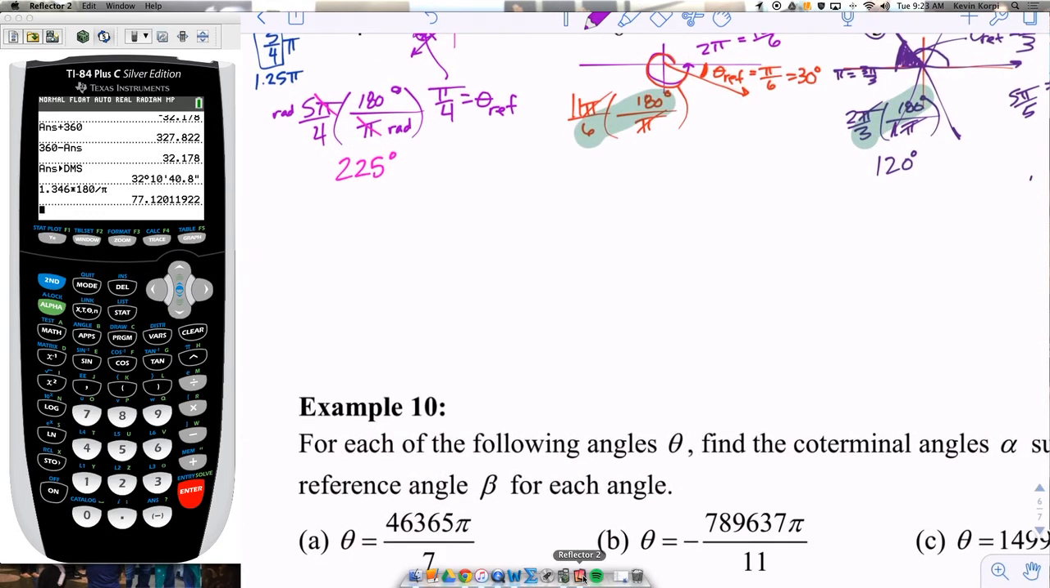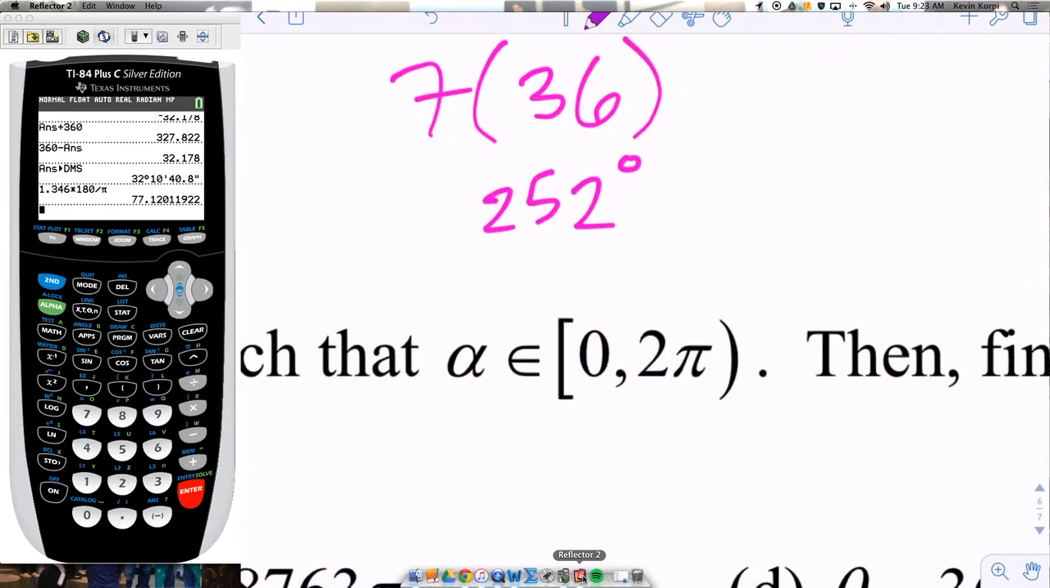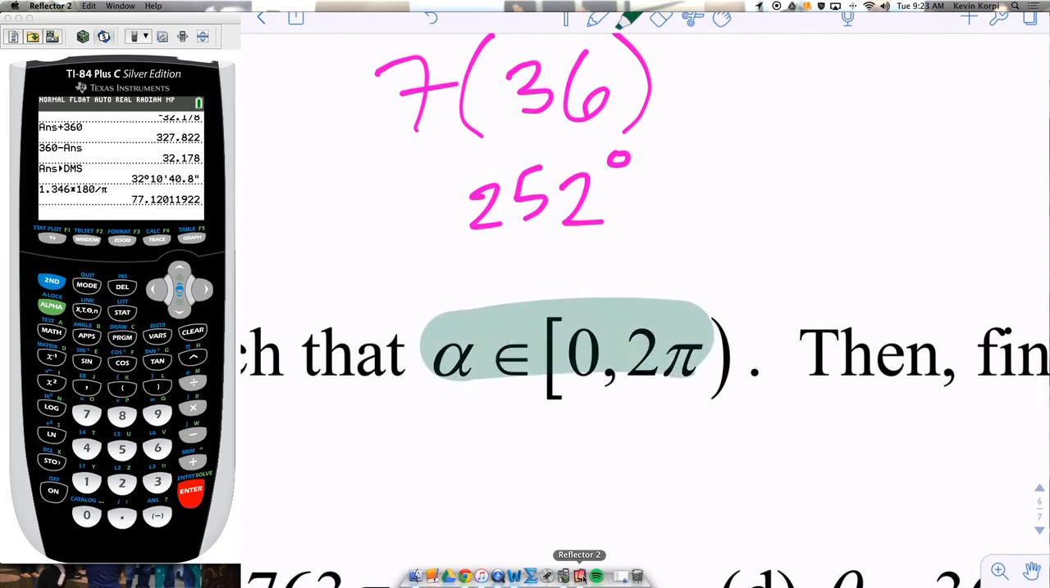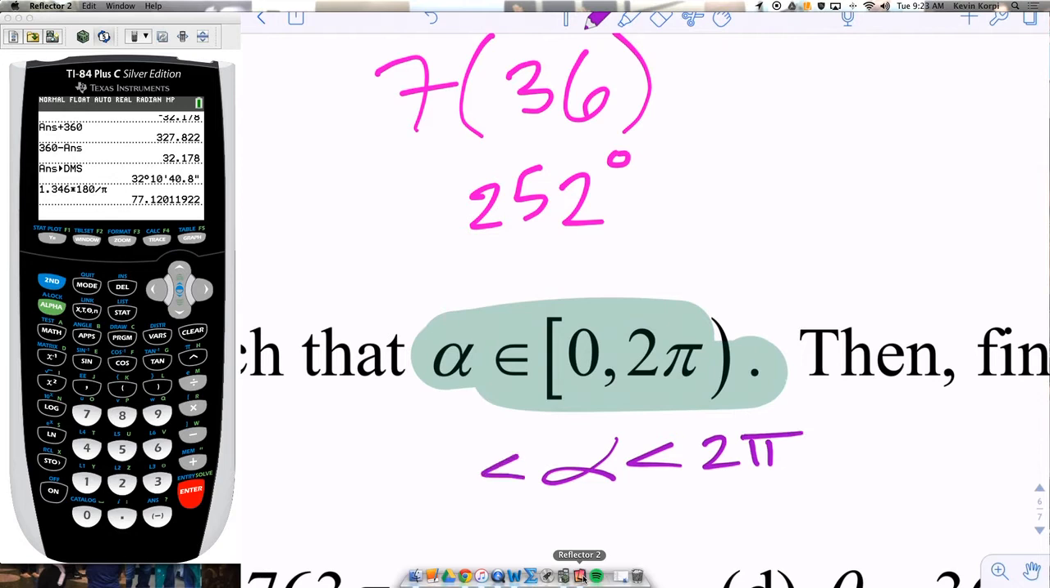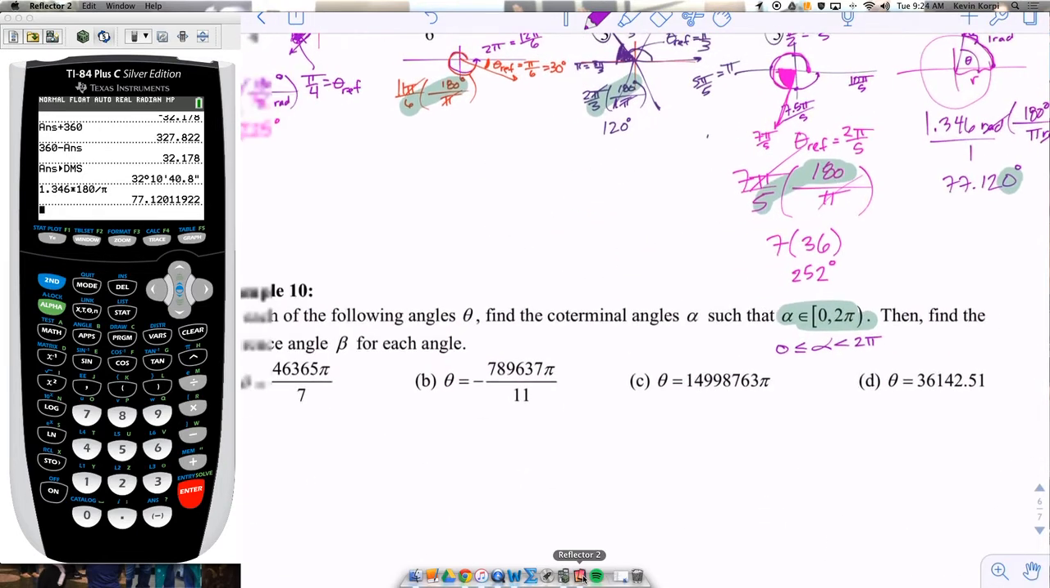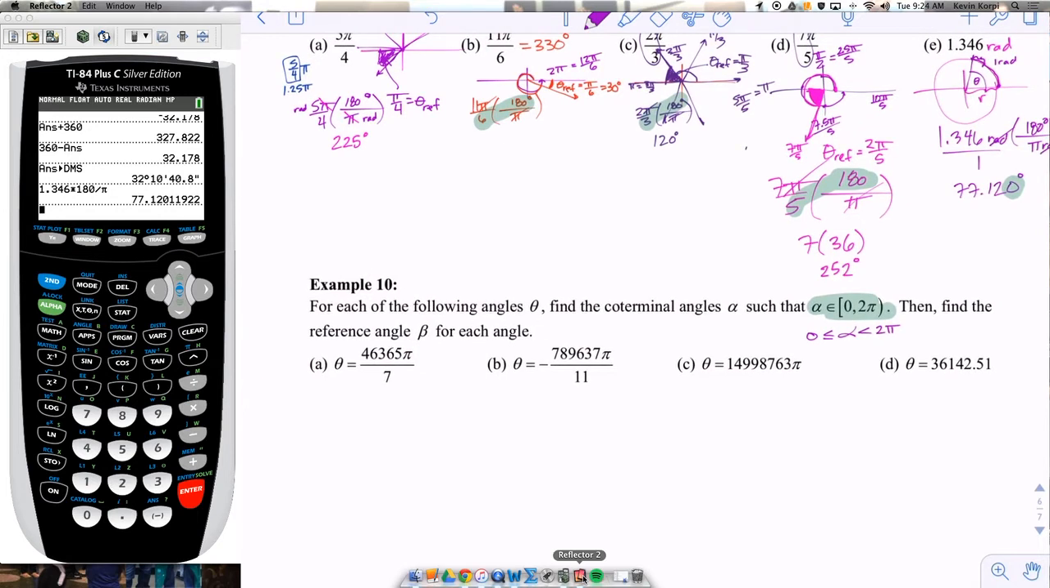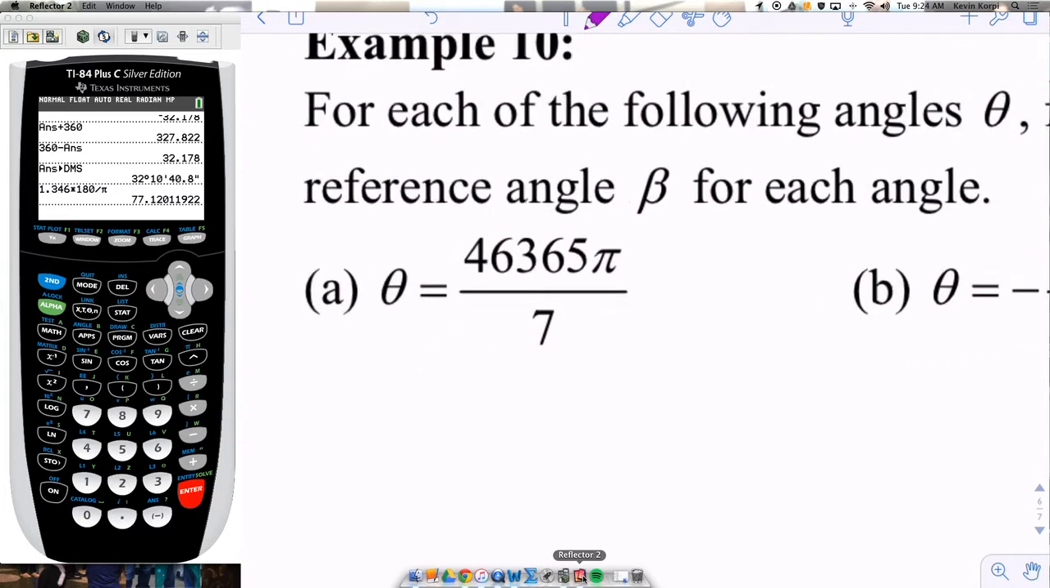For each of the following angles, we're going to find the coterminal angles that live between 0 and 2 pi. This right here is another way to say the following. This is how I gave it to you in the warm-up. This is exactly the same thing. The angle has to live on the half-open interval between 0 and 2 pi. And then we're going to find the coterminal angle, and then the reference angle, all right? Now, here's the catch. We're not going to convert it to degrees first, and then work the problem in degrees and convert everything back. That's one way to do it, but that's not the way I want you to think.